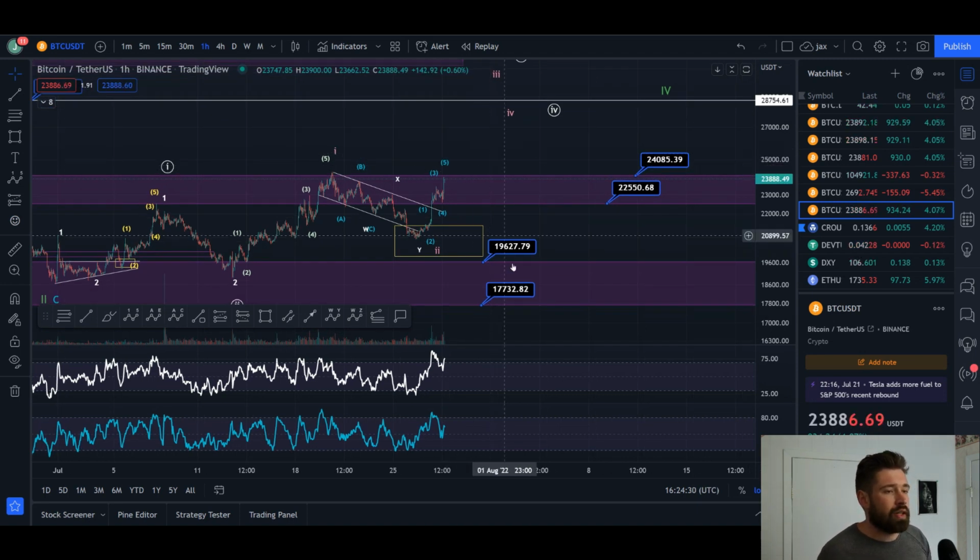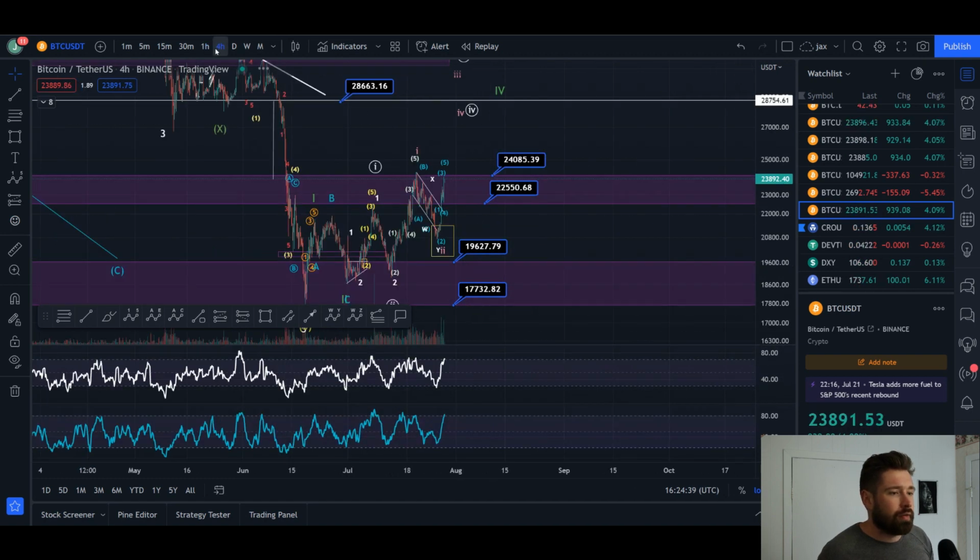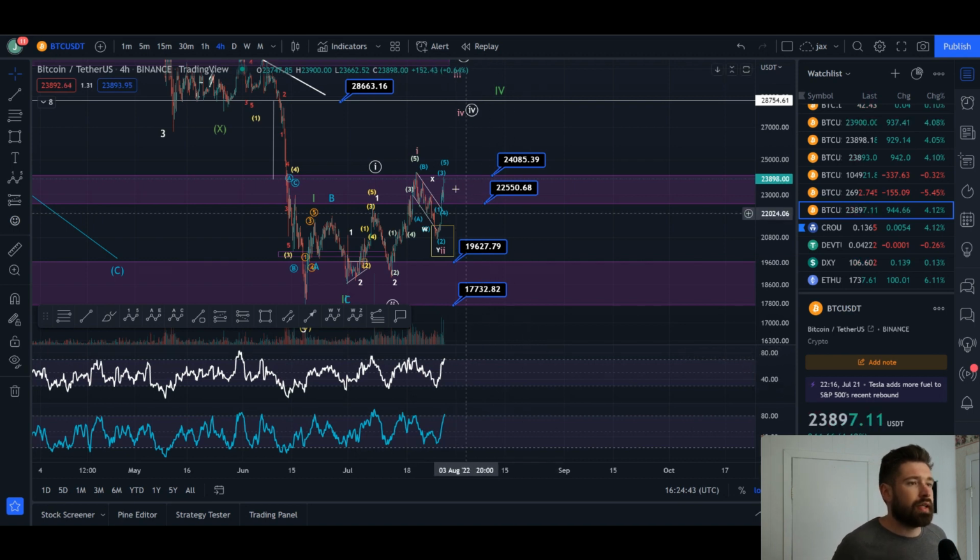Just a quick update. We are overbought on the RSI. There is a bearish divergence on the 1 hour. We create a higher high, lower high on the RSI. And the 4-hour time frame, we are starting to trend towards overbought as well, so do keep that in mind.